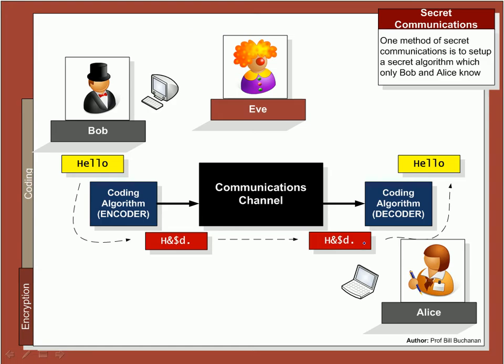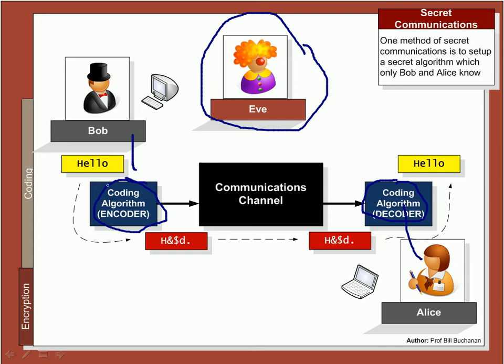used to keep messages secret? Well, one method that we can use is to use an encoder on one side and a decoder on the other side. It's then up to Alice and Bob to define this encoder-decoder and then to keep that secret. As long as Eve doesn't know what the algorithm is, then Bob can encode his message in a secret form.